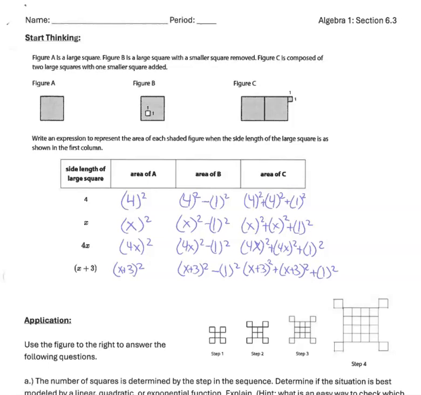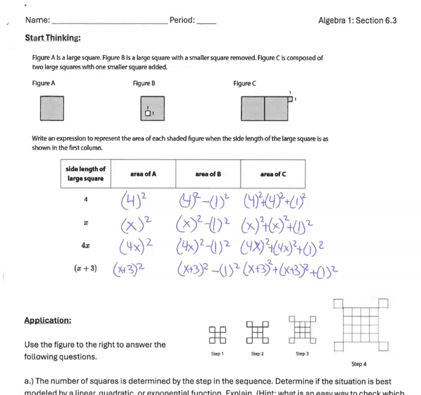And then the next one says, how about when you have the side length being 4x, and that could be (4x) squared with parentheses or 16x squared. The other one would be (4x) squared minus 1 squared. And once again, that 4x, if you're going to leave it like that, has to be in parentheses because the whole thing is being squared. Or you could have called that 16x squared.